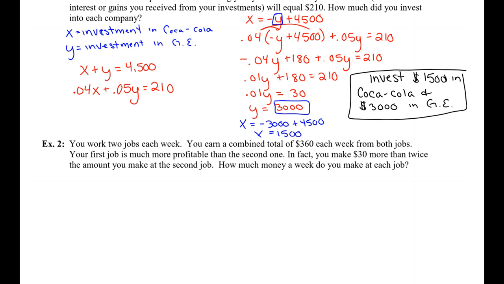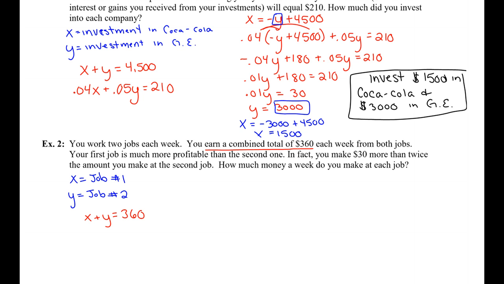So it's asking me to find how much I make at each job. That's going to be my variables. I'm going to have X be the number I make at job 1. Y is going to be the amount of money that I make at job 2. So the first piece of information says that I earn a combined total of $360. So however much I make at the first job plus however much I make at the second job will give me a total of $360.